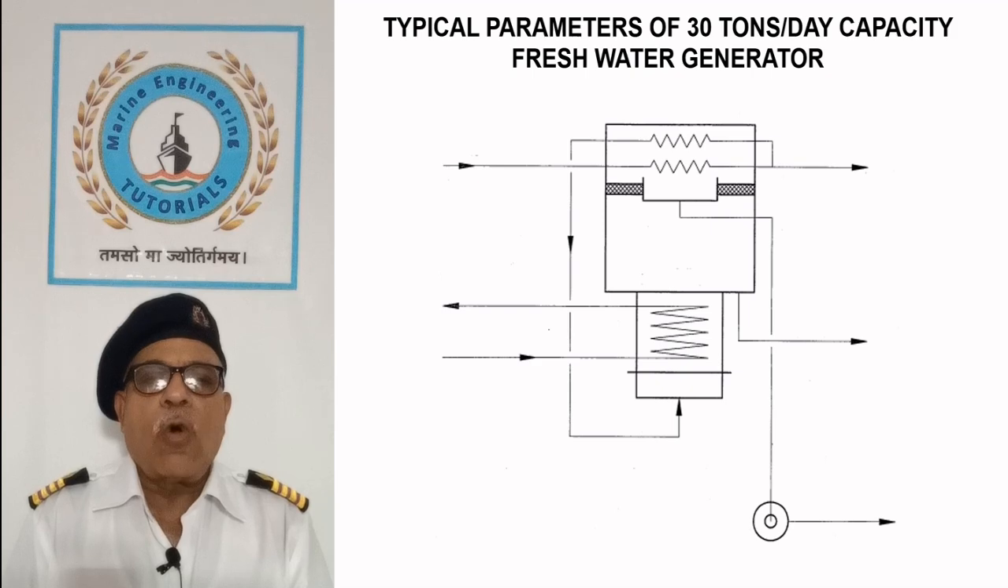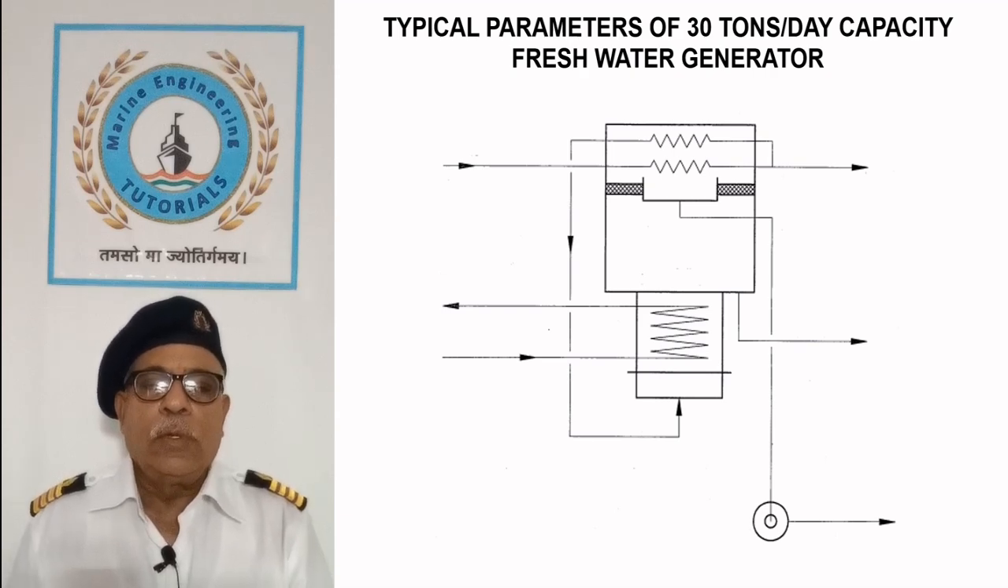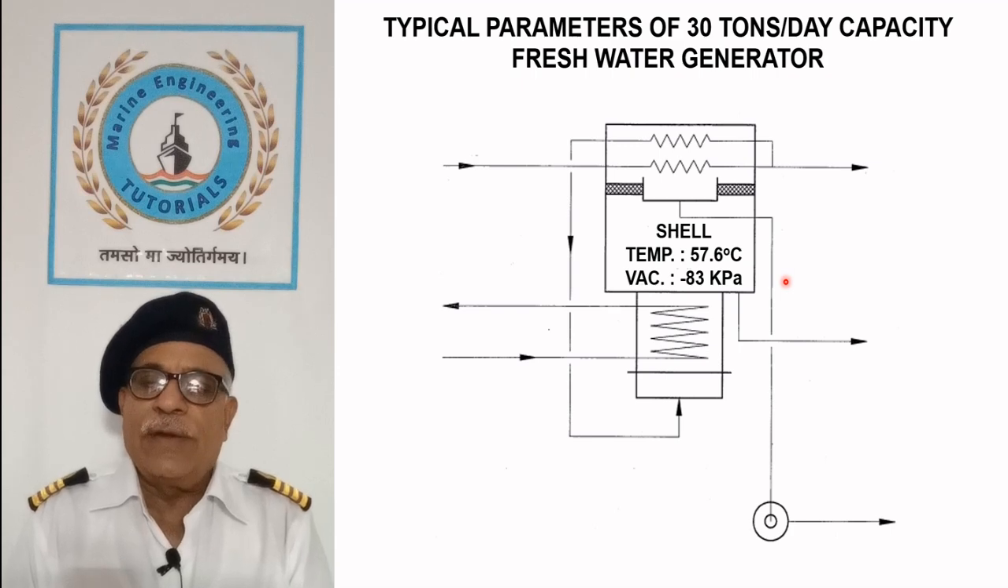Typical parameters of a 30 tons per day capacity freshwater generator. This sketch shows the typical parameters of a 30 ton per day capacity freshwater generator obtained during the sea trial of a ship. Corresponding to 32 degrees centigrade as the seawater inlet temperature, the shell is maintained under vacuum of minus 83 kilopascal with corresponding shell temperature of 57.6 degrees Celsius.